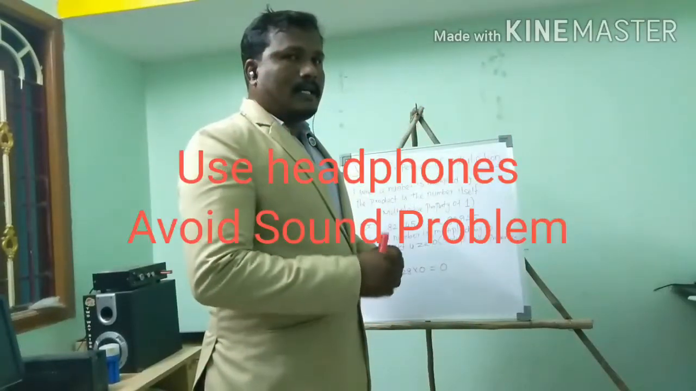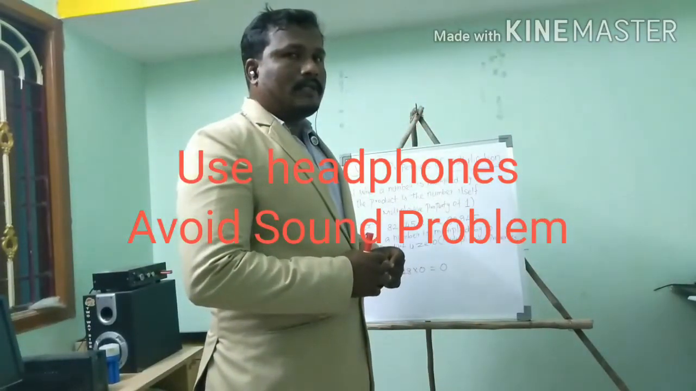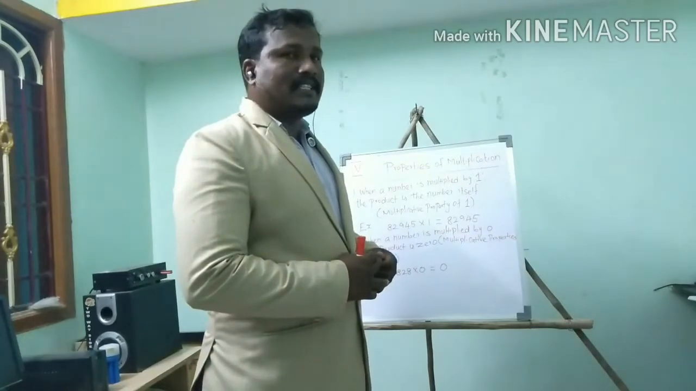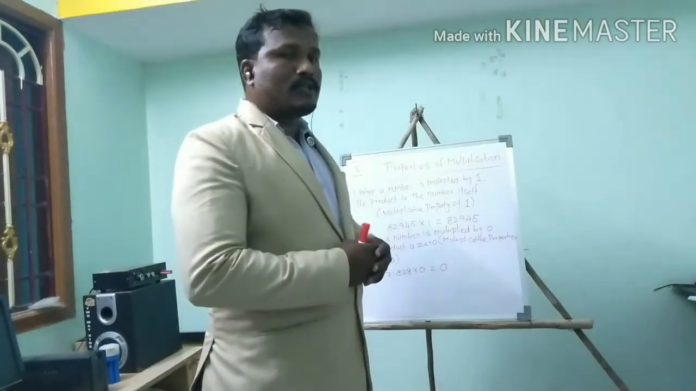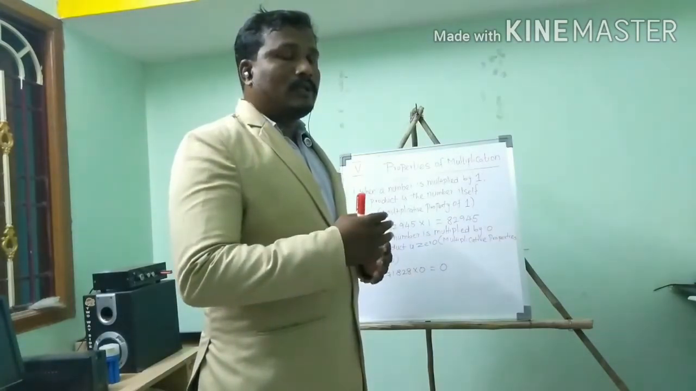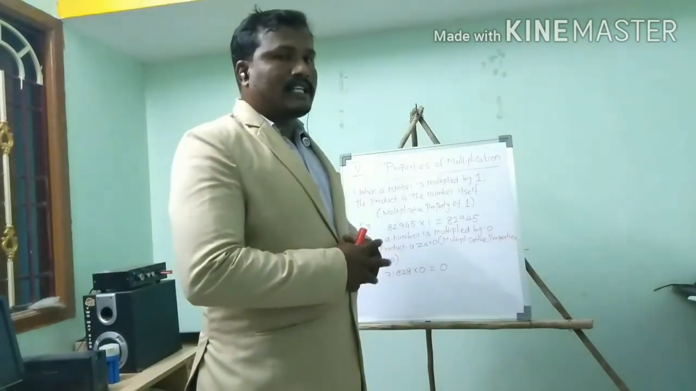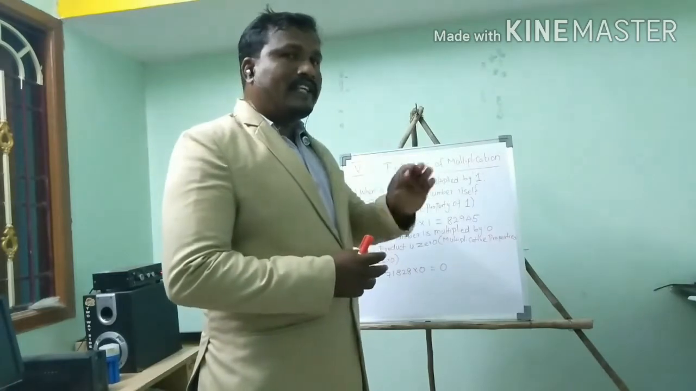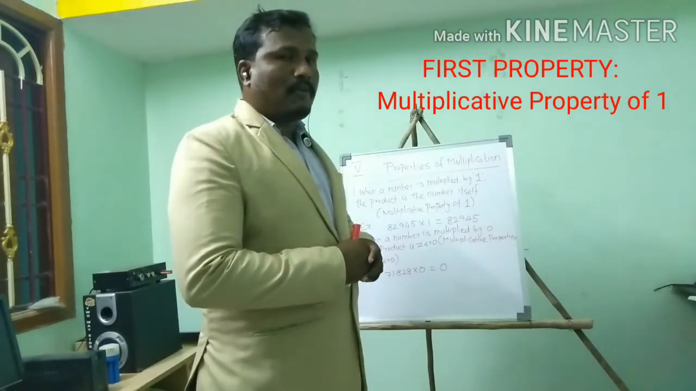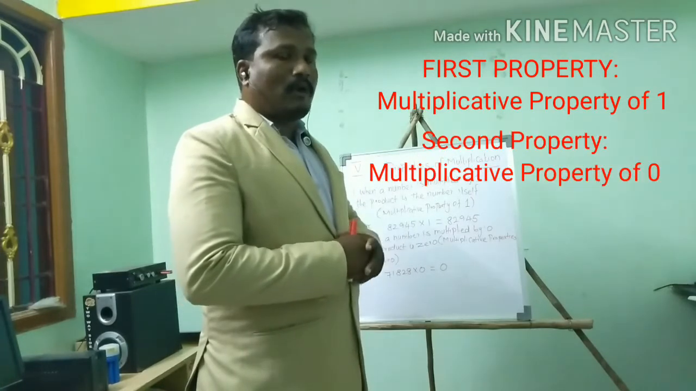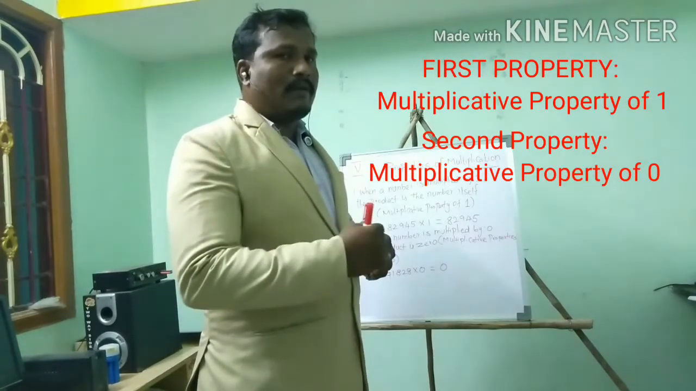Okay students, today we will talk about the properties of multiplication. What are properties? They are some rules and regulations, and we want to know about those rules. There are 5 types of properties. We will see them one by one.